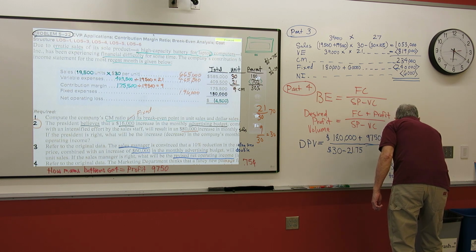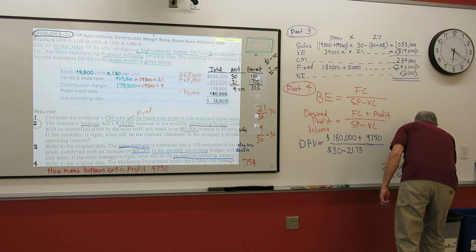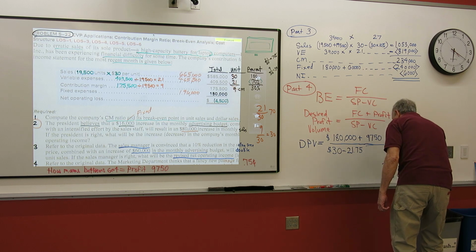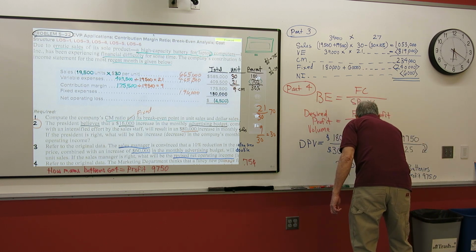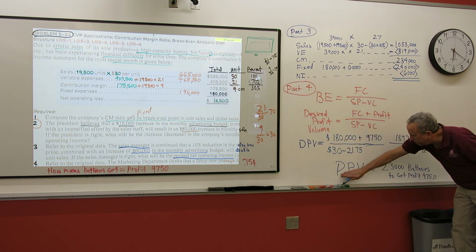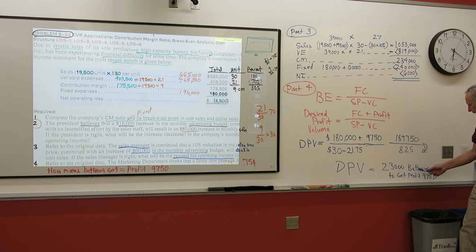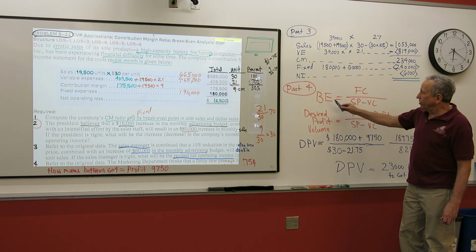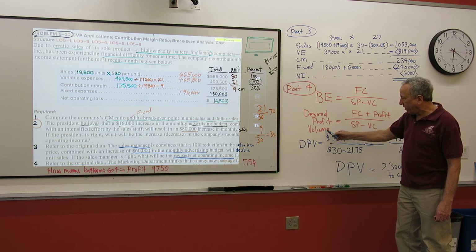to get a profit of 9,750. I know I'm standing in the way, but again, this is the desired profit volume. To get that, you're going to need 23,000 batteries to get a profit of 9,750. So you can use the exact same formula again, whether you're solving for break-even volume or a desired profit volume.